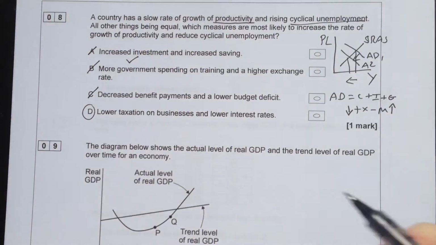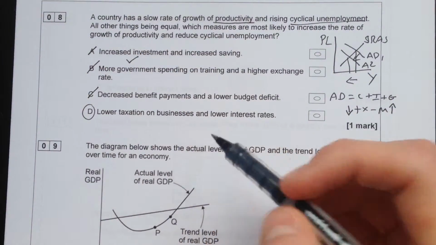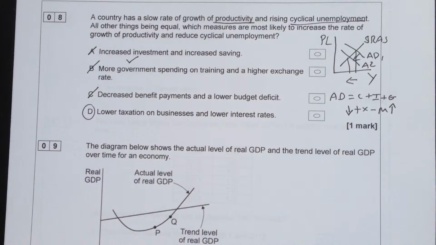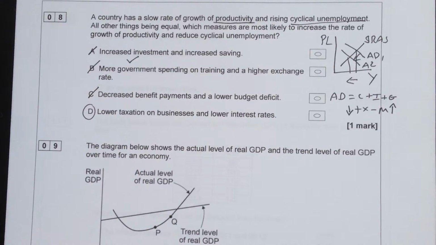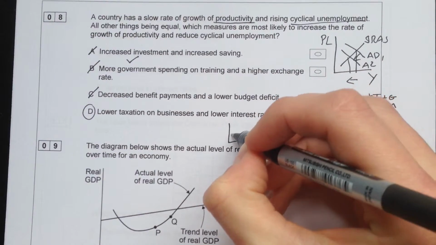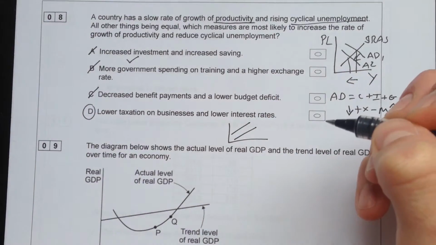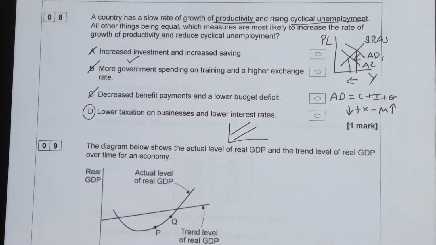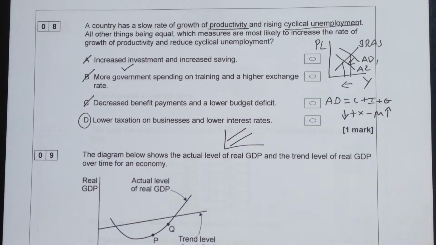We'll just double check this. Lower taxation on businesses. That means that businesses will invest more, demand more labour, produce more. So that would cause the SRAS to fall down. That's the supply side policy. And lower interest rates in general, which would cause consumers to save less or borrow, which would increase AD. Firms would also invest more because it's cheaper to borrow money.